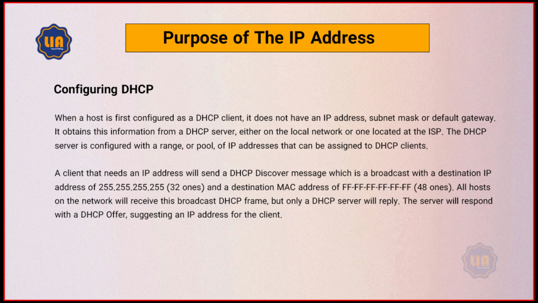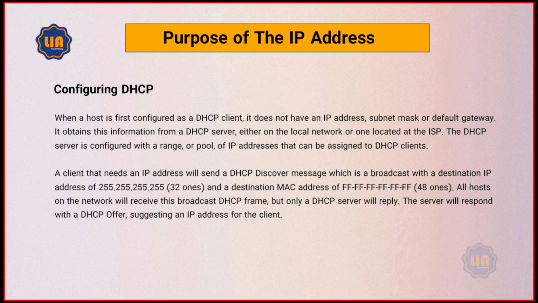A client that needs an IP address will send a DHCP discover message, which is a broadcast with a destination IP address of 255.255.255.255 (32 ones), and a destination MAC address of FF-FF-FF-FF-FF-FF (48 ones). All hosts on the network will receive this broadcast DHCP frame, but only a DHCP server will reply.